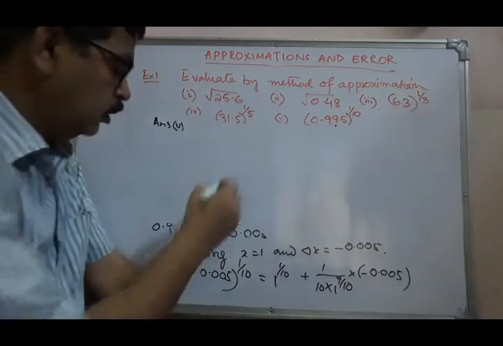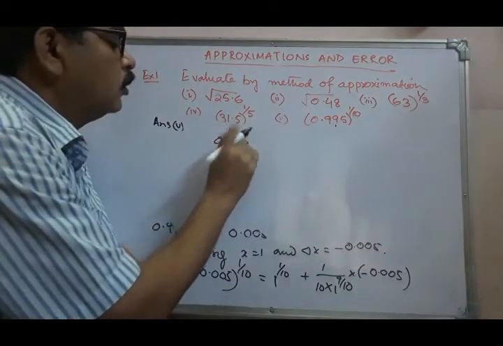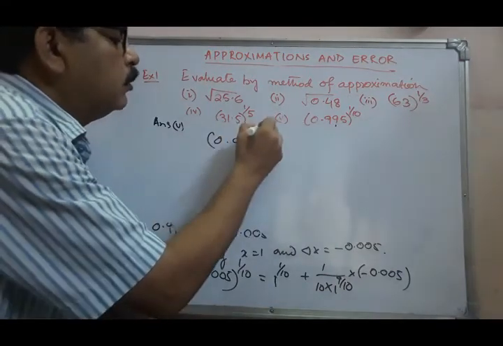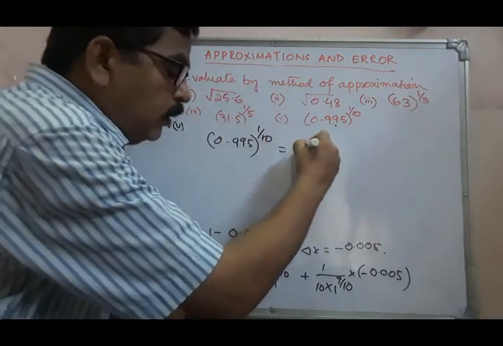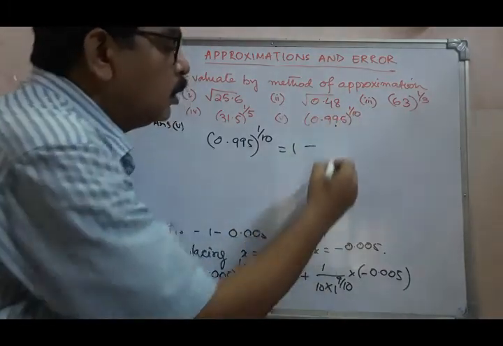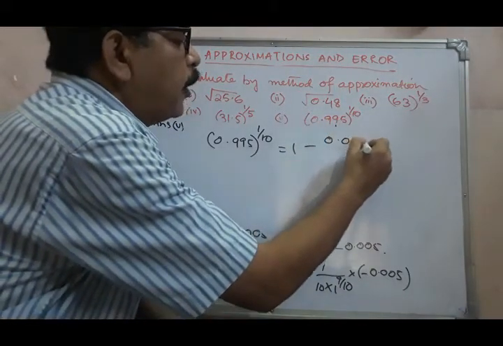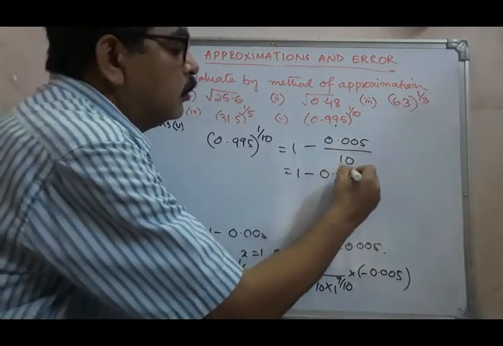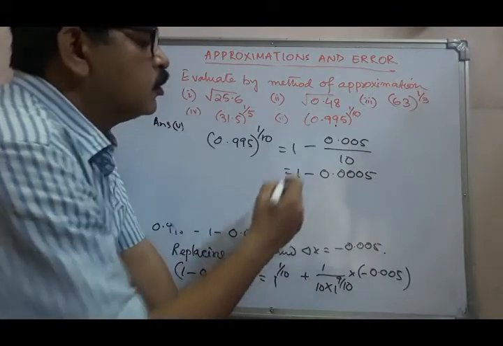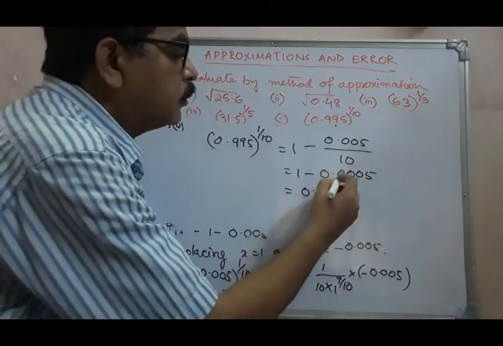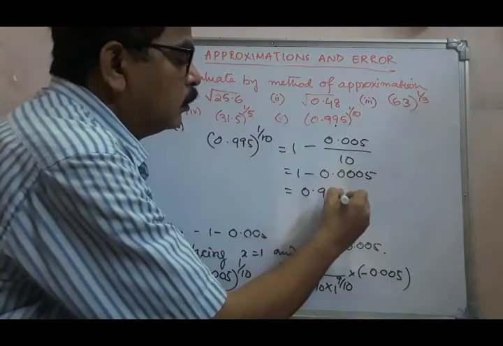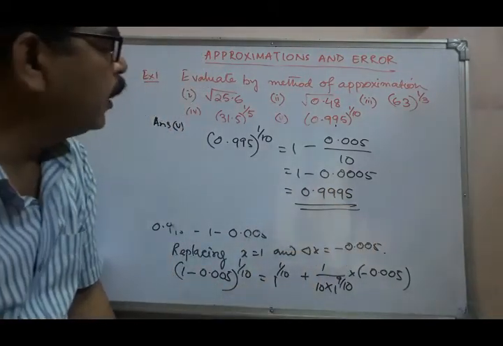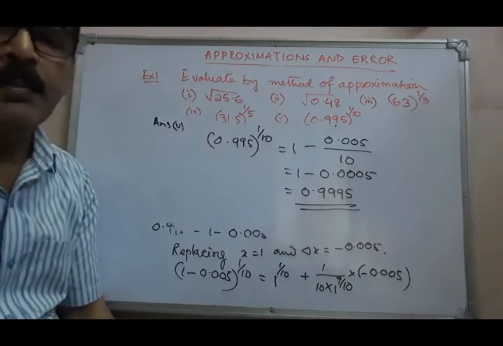So what answer are we getting? 0.995 whole to the power 1 by 10 equal to 1 minus 0.005 divided by 10. So this is the approximate value of 0.995 whole to the power 1 by 10.